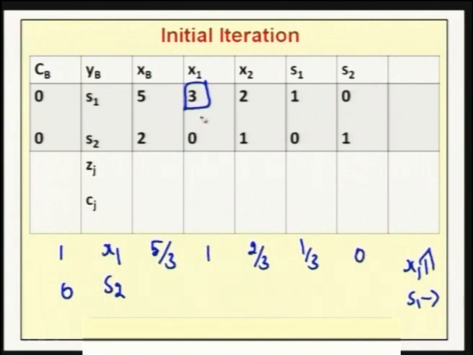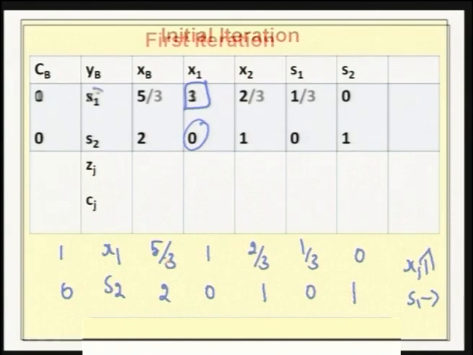Now, we have to convert the remaining element in the column to 0. Since 0 is already there, the r2 dash, the new row 2, is the previous row which we have for s2 as 2, 0, 1, 0, 1. So, in the next iteration this is our table. Now, we have to check the optimum solution for this table, which we display in the next table. So, our first iteration is this one.